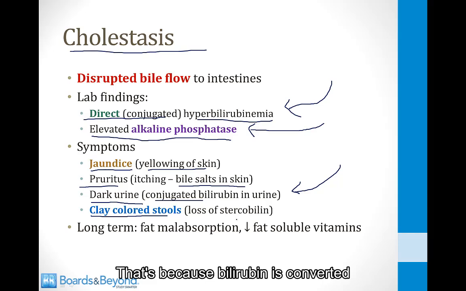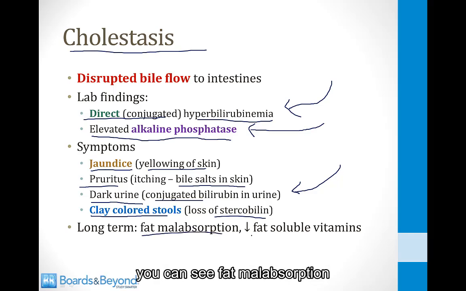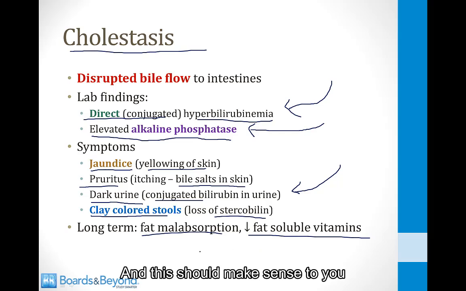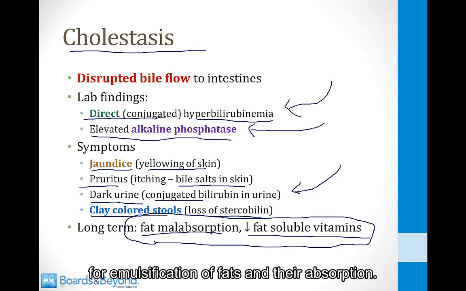That's because bilirubin is converted to stercobilin in the intestines, and that's what makes your stool dark. If you lose bile and therefore lose bilirubin flow to the intestines, you will get clay-colored, pale stools. Long term, if you have obstruction to bile flow, you can see fat malabsorption and loss of fat-soluble vitamins, and this should make sense to you based on what we've been discussing, because those bile salts are essential for emulsification of fats and their absorption.